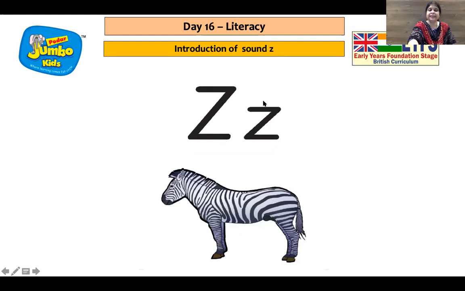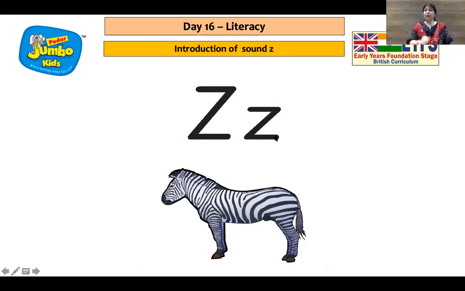Now the lowercase Z. Sleeping line. Slant line. And again a sleeping line. One more time. Sleeping line, slant line, and again a sleeping line.